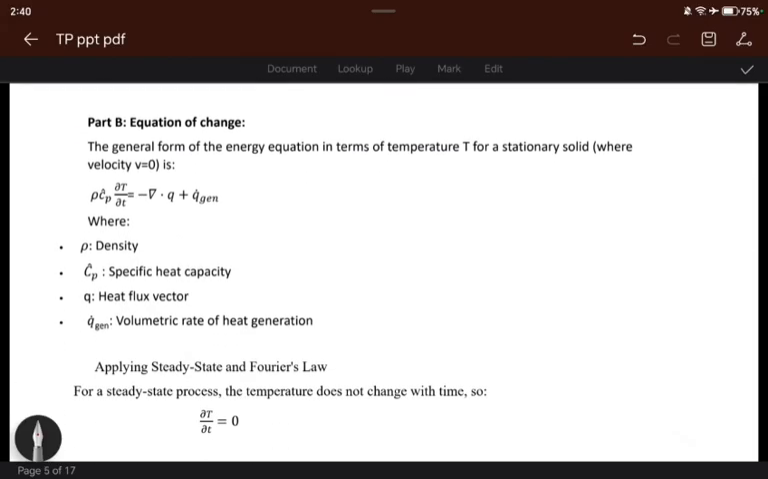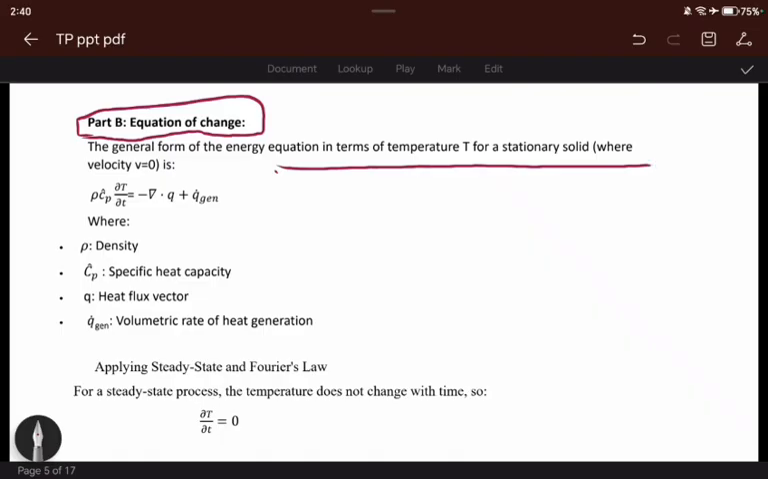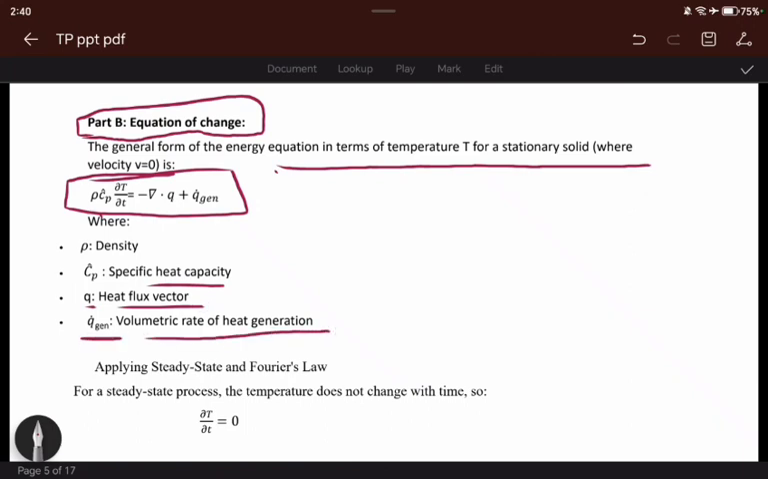So now in part 2 we will derive this equation by the equation of change. The general form of the energy equation in terms of temperature T for a stationary solid, where velocity v is 0, is rho Cp dT by dt equals minus del dot q plus q generation. Here rho is density and Cp is specific heat capacity, q is the heat flux vector, and q generation is the volumetric rate of heat generation.